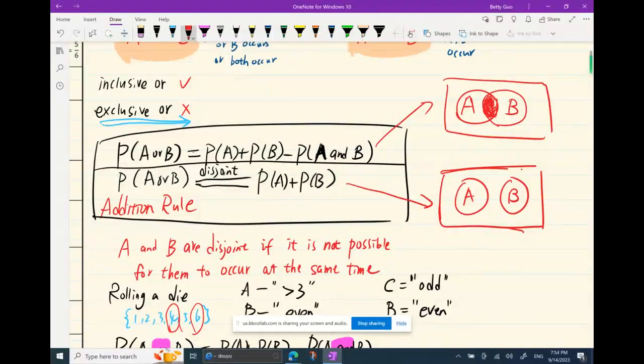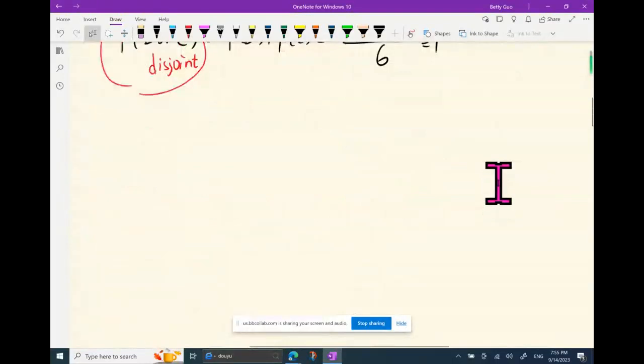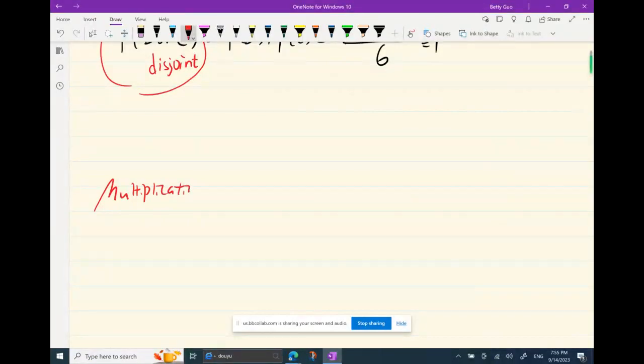Today the title of the section is addition rule and multiplication rule, and that is the addition rule. The addition rule is used to find the probability of A or B. Next, we're going to look at the multiplication rule. We also have two formulas. What do we use the multiplication rule for? We use the multiplication rule to find the probability of A and B.